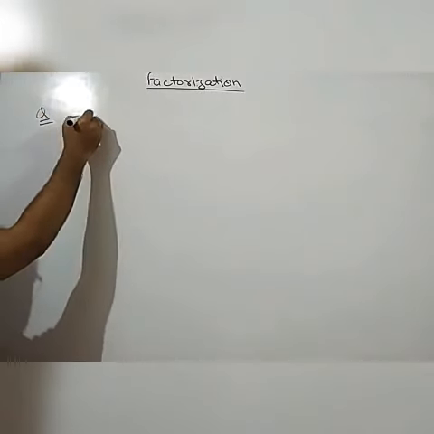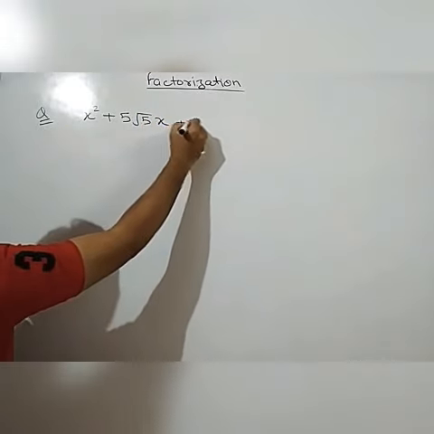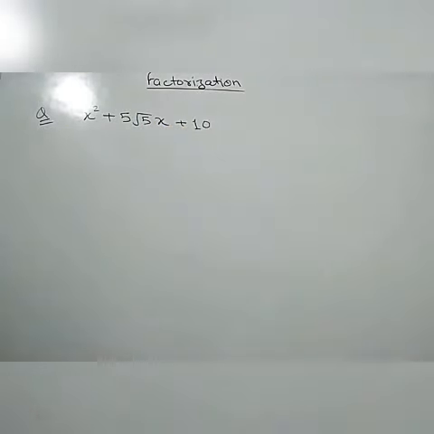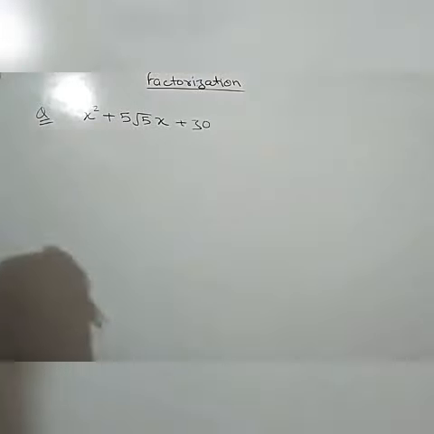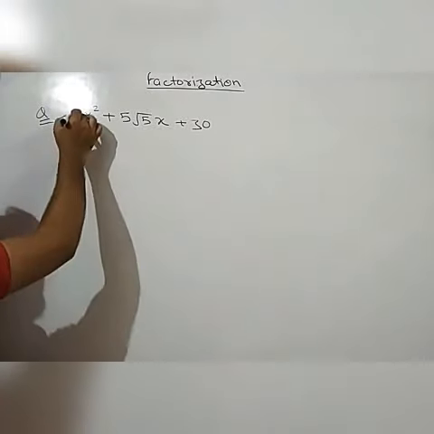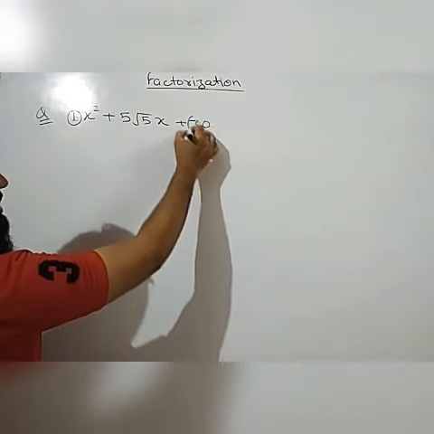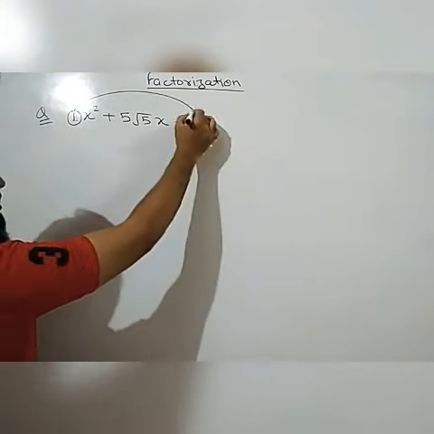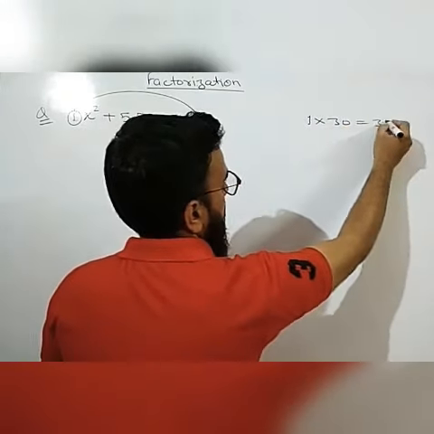Question is x square plus 5 root 5x plus, it is not 10, it is 30. X square plus 5 root 5x plus 30. Now we have to factorize this expression. So the first step is to multiply the coefficient of x square, that is 1, and the constant term, which is 30. So we will get 1 into 30, that will be equal to 30.